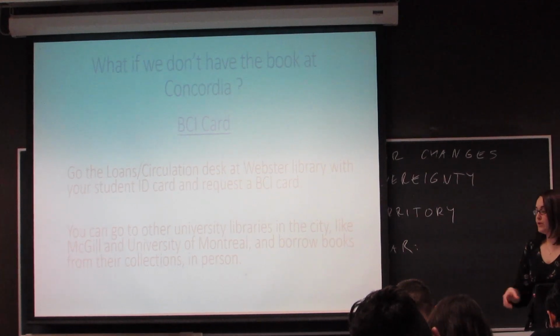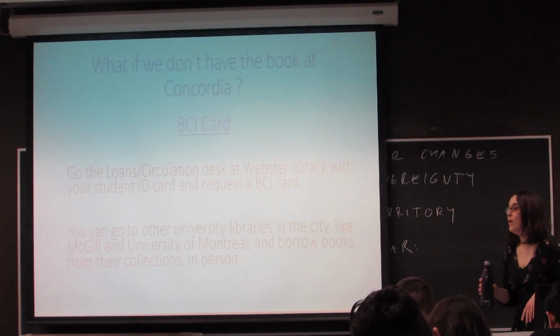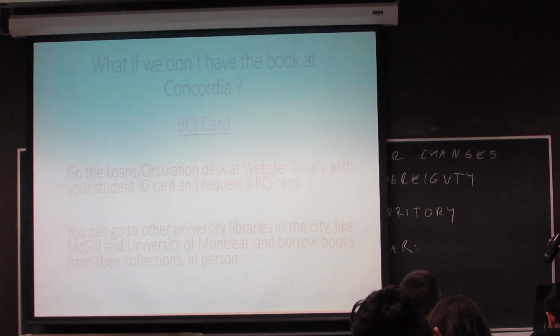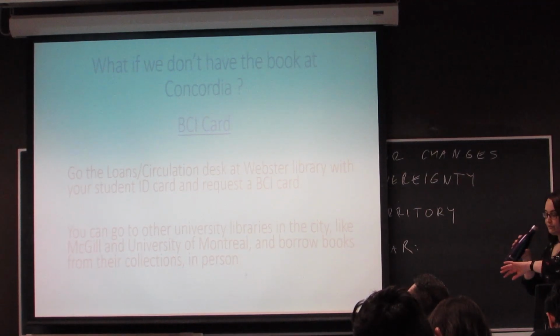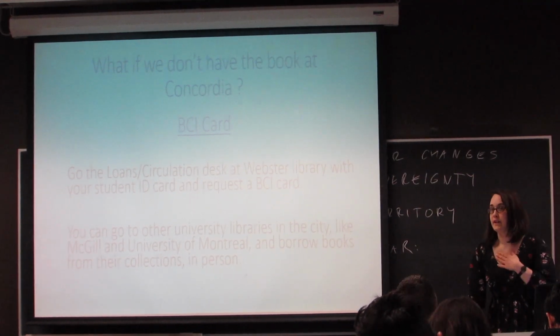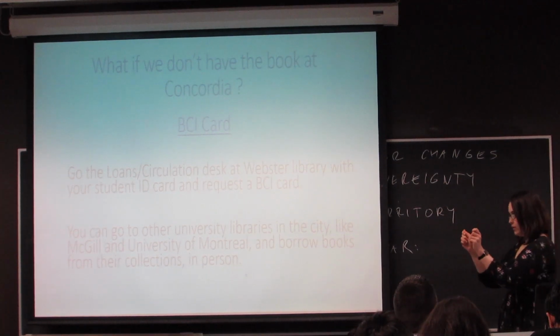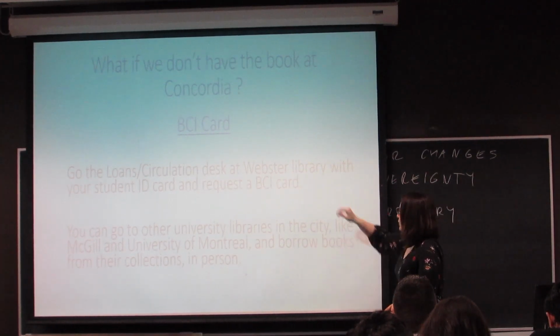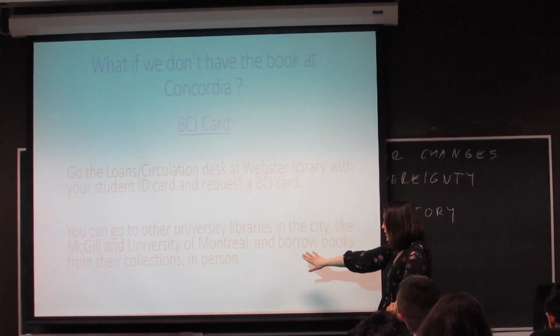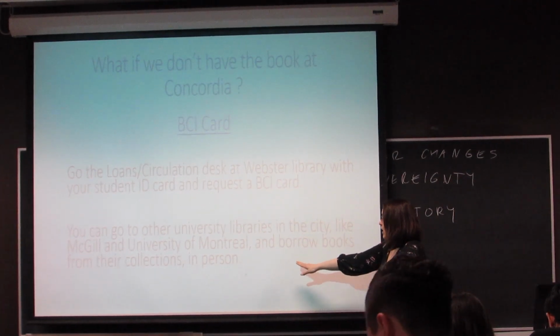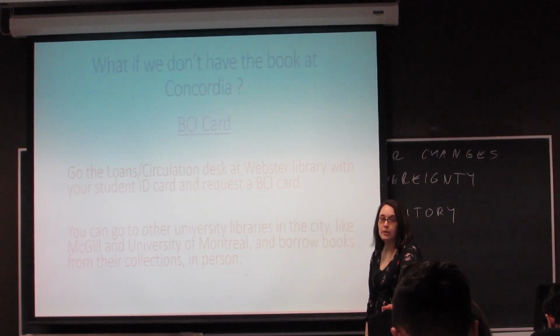The other way to get books is to go in person yourself. As Concordia students, you can get something called a BCI card, which you get from our circulation desk. You show them your student card and ask for a BCI card, and then you can walk over to McGill, or take the Metro to the Université de Montréal, and borrow books from their collections in person.